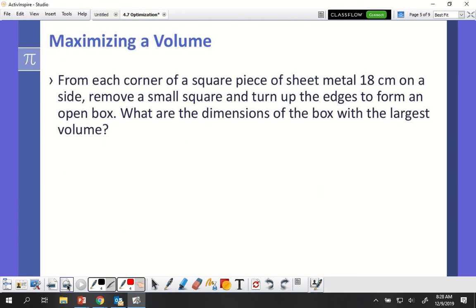All right, let's take a look at the next one now. From each corner of a square piece of sheet metal, 18 centimeters on a side, remove a small square and turn up the edges to form an open box. I actually like doing this one. I remember doing problems like this. Okay, so what I'm doing is cutting out some value of x from this. Is this the box? Yes, it is. I love the box.